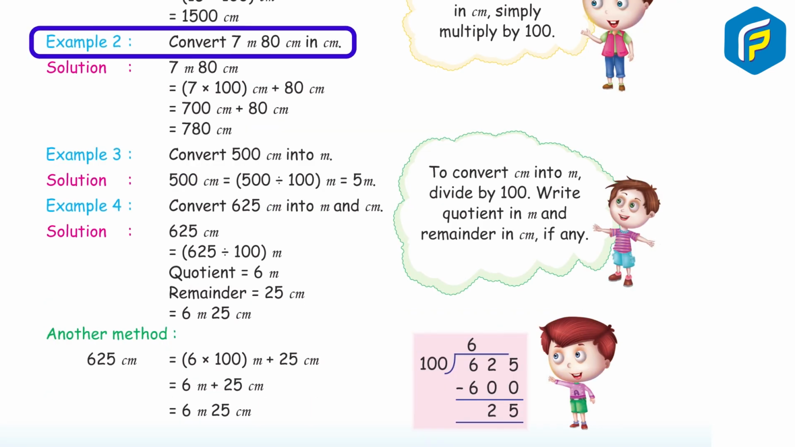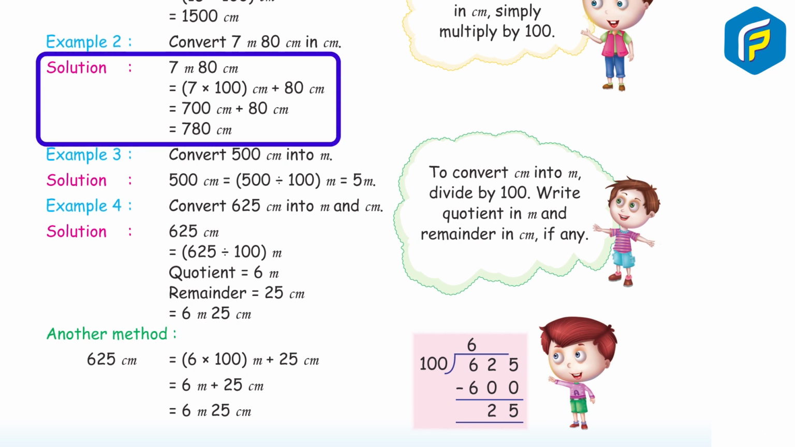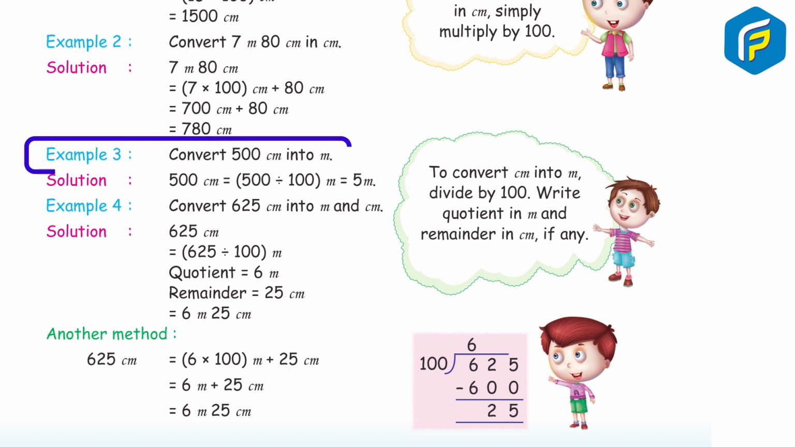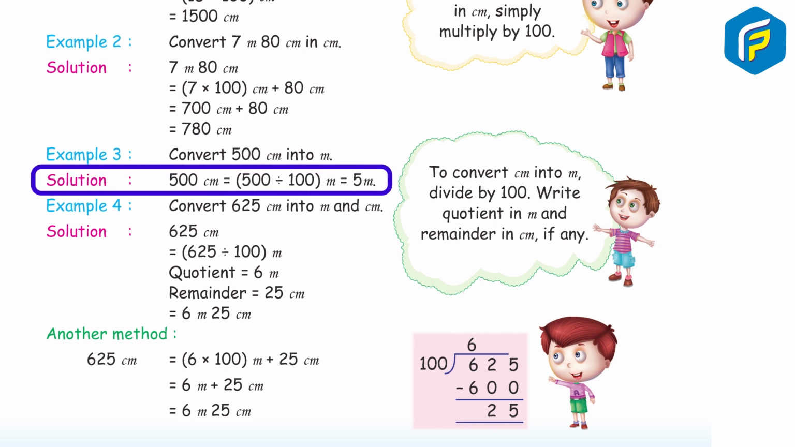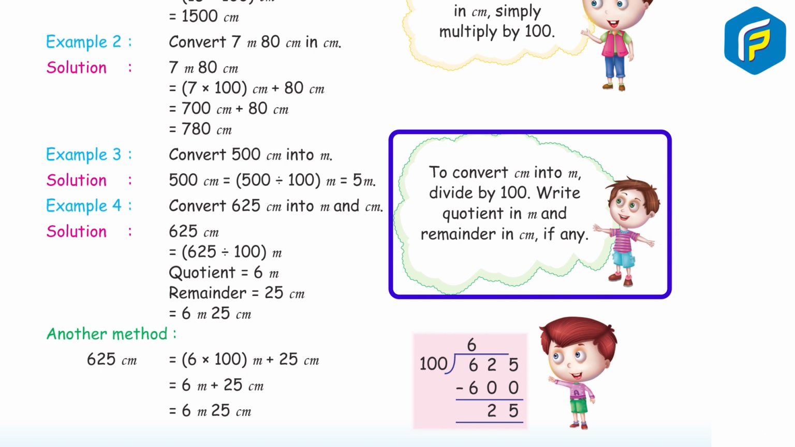Example 2. Convert 7 meter 80 centimeter into centimeter. Solution. 7 meter 80 centimeter is equal to 7 into 100 centimeter plus 80 centimeter, which is 700 plus 80 centimeter, which is 780 centimeter. Example 3. Convert 500 centimeter into meter. Solution. 500 centimeter is equal to 500 divided by 100 meter, which is 5 meter. To convert centimeter into meter, divide by 100. Write quotient in meter and remainder in centimeter, if any.